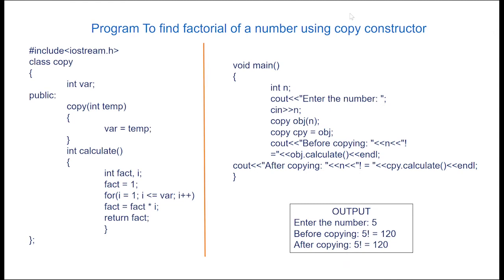Let us see a simple sample program, and let us see how a copy constructor is going to work over here. I have a class whose name is copy. I have an integer variable. Now this is my constructor where I am initializing the value, and I also have a member function where I am calculating the factorial. I hope you know what a factorial is. For example, factorial of 3 is 3 into 2 into 1. This is how I am going to calculate the factorial.